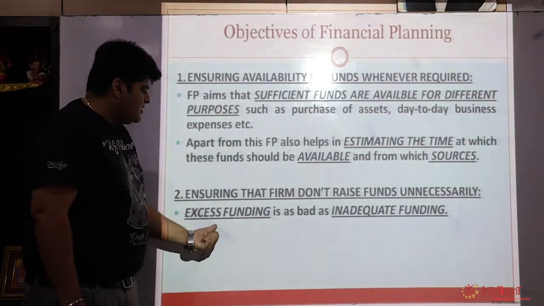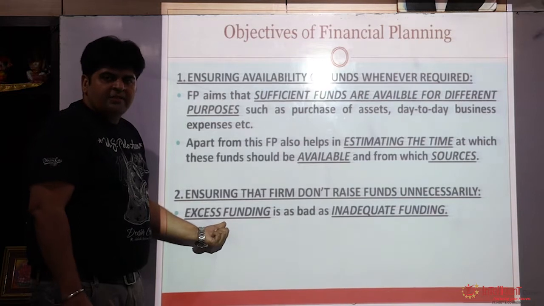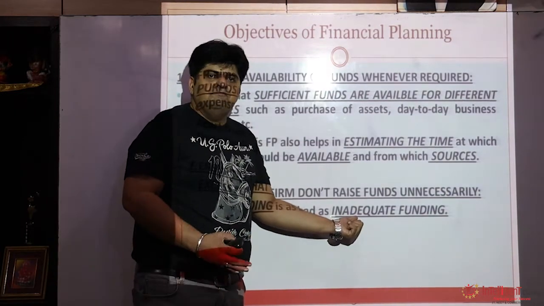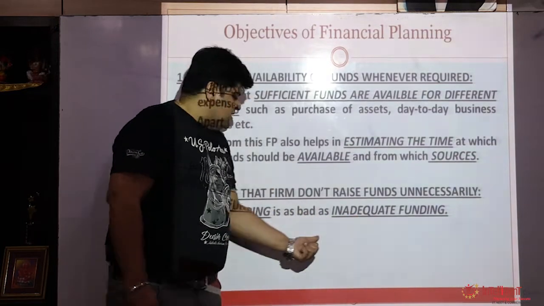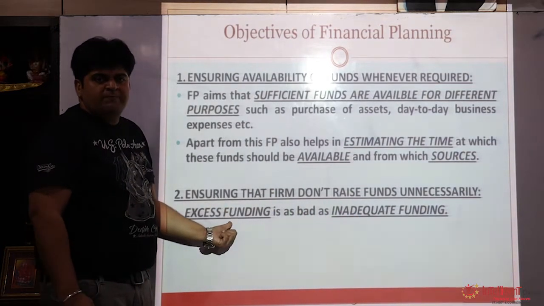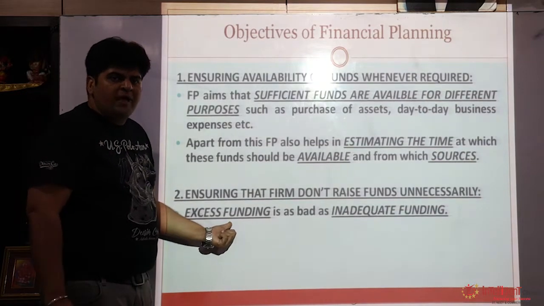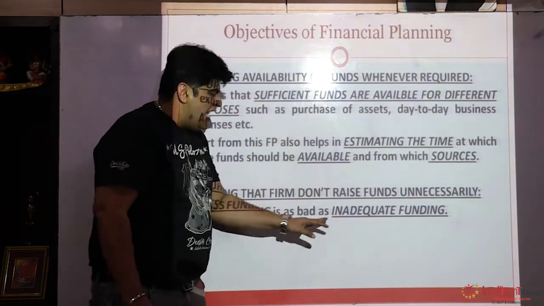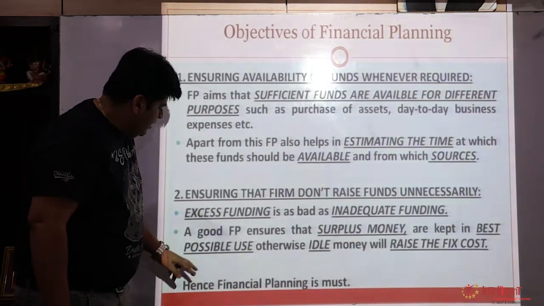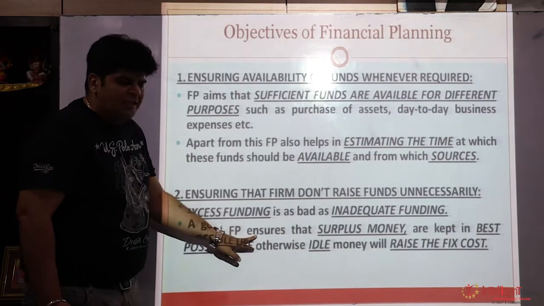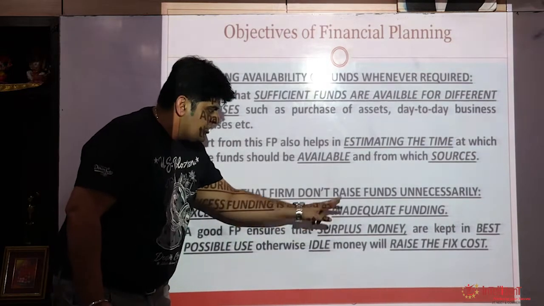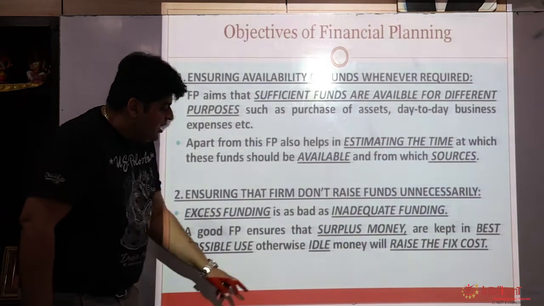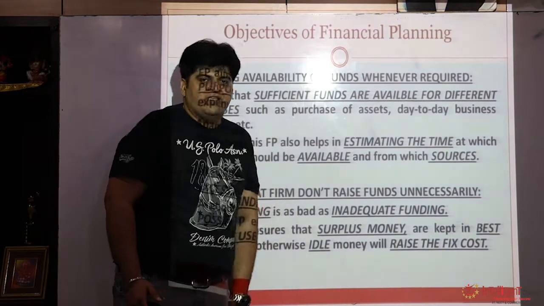The line is trying to make us understand that excess fund, that is something extra, is equally bad like an inadequate fund. Inadequate fund is an example when business is not having sufficient fund. Same way excess fund is also leading to wasteful expenditure. So when you do a good financial plan, you have to ensure that excess funds are not there, because excess funds are also as bad as inadequate funding. A good financial plan always ensures that surplus money, which is about excess fund, is kept in best possible use. Otherwise, idle money will raise the fixed cost.